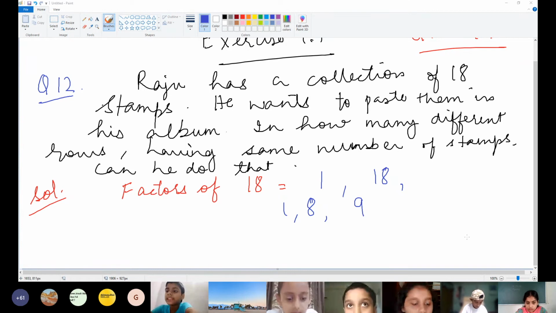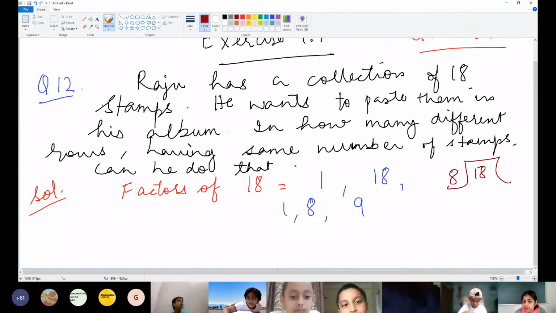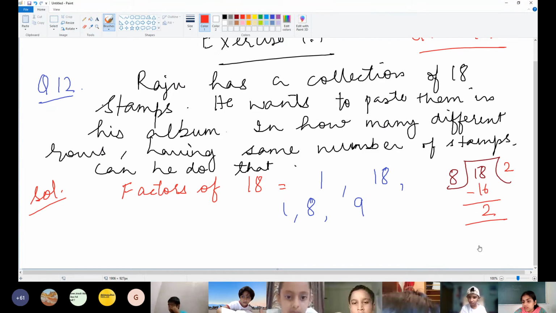Okay, let's see. You just said 8. Let's divide 18 by 8 and see whether 8 is a factor of 18 or not. 18 ones are 18. 18 twos are 16. Now see, Ansh, what is the remainder left? What is the number left?